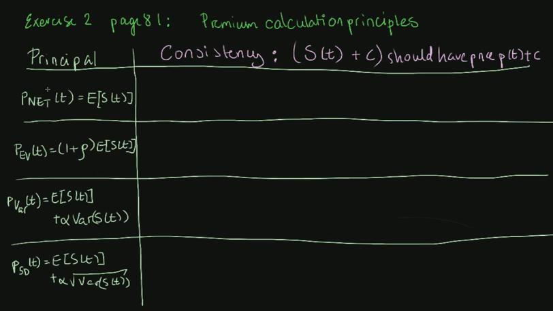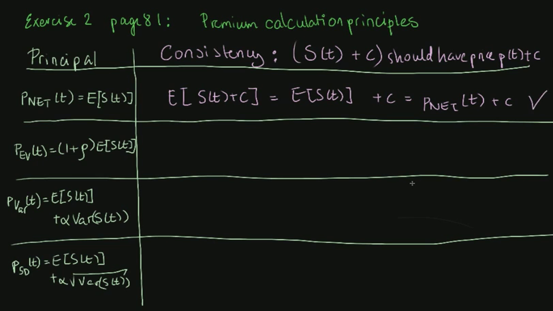So the net value principle, let's see what we have. Then we will have to consider the mean value of S(t) plus c. And by linearity of mean value, we then get the mean value of S(t) and then just plus c. And we recognize the first term just as the net premium plus c. So consistency is satisfied in the first case.